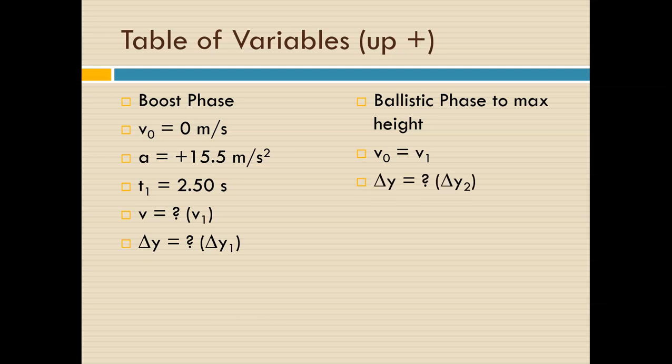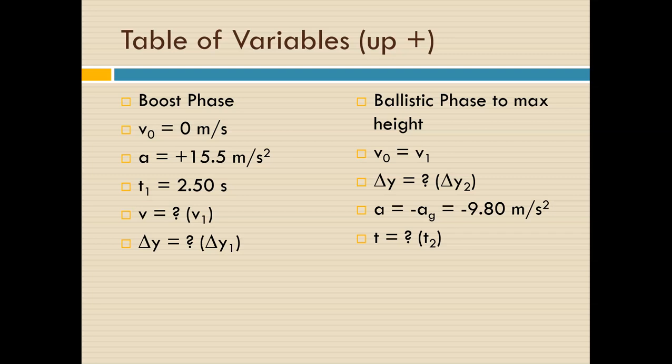We know the acceleration, but we don't know the height. We don't know how high it's going to go. The acceleration is going to be negative 9.8 meters per second squared because we let up be positive, and as you saw in the diagram, the acceleration arrow was pointing down. And then we don't know how long it takes to get to that maximum height.